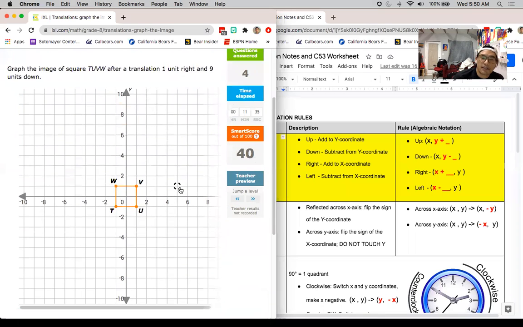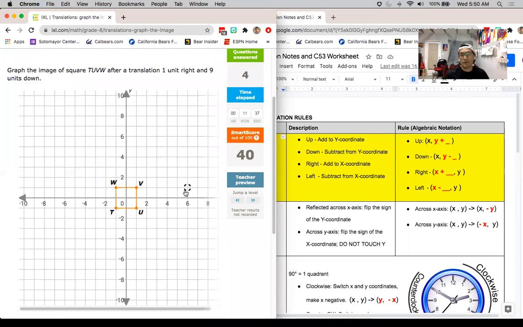Now, what I suggest when you get to these problems, so it looks like your SMART score is at 40, your problems are getting a little bit more complex. So the best way to do this is you got to have your notebook. You got to have your notebook, okay?